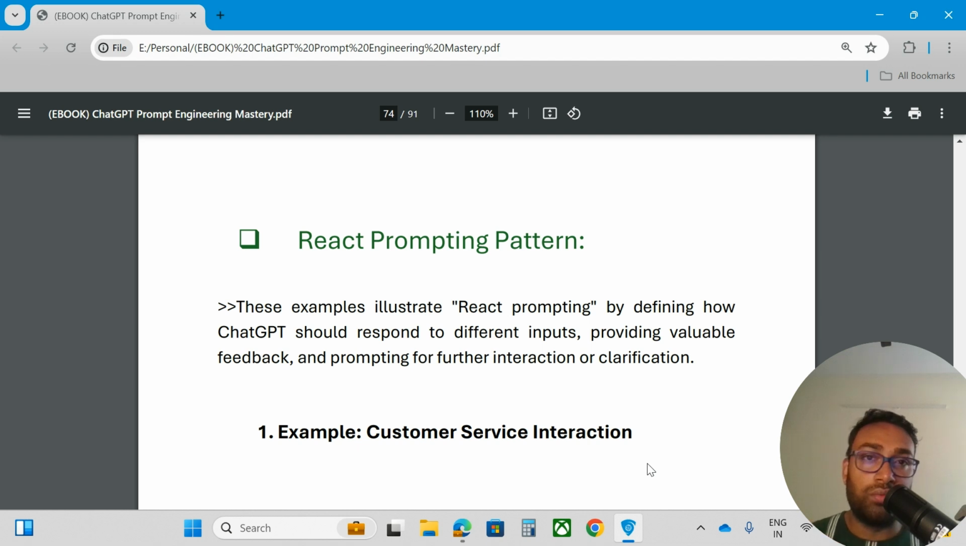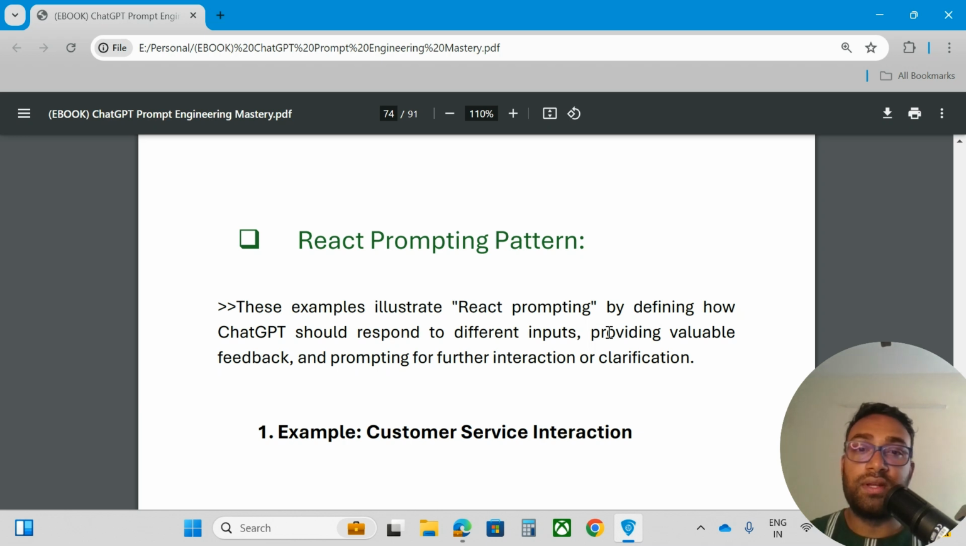But professionally you need some advice, you can take help. You want to take some suggestion from ChatGPT: hey ChatGPT, react as if I am your customer and I am facing this problem, this situation. How will you react? ChatGPT will react in a professional way. So you can copy it and reply to your customer, or you can take the feedback out of it. So this is one example.